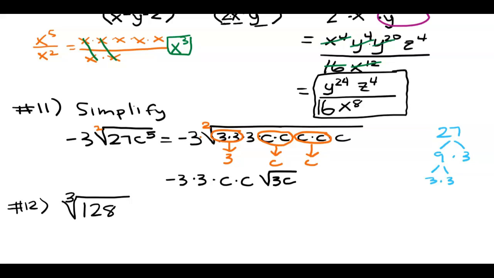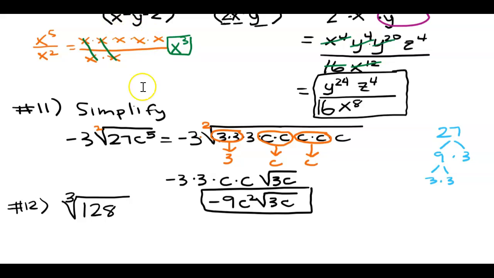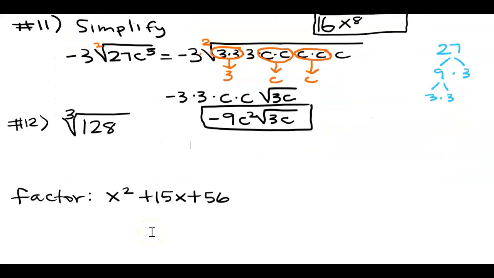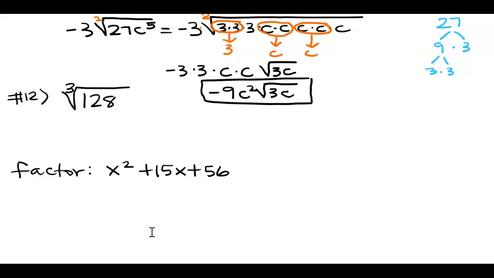If I simplify this a little bit more, -3 times 3 is -9, c times c is c squared, and then the square root of 3c. So that would be my answer to this one. Remember, when it's a square root, things have to come out in groups of 2. Now, a little bit different than that, on number 12, notice that this one is a cube root.